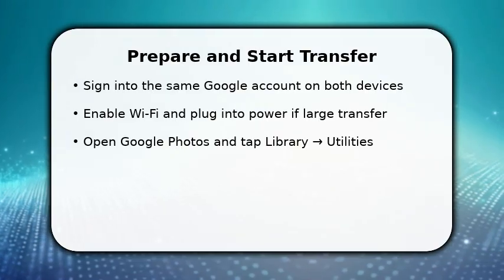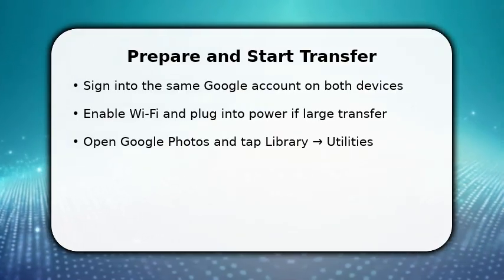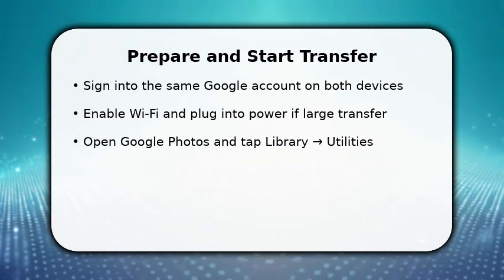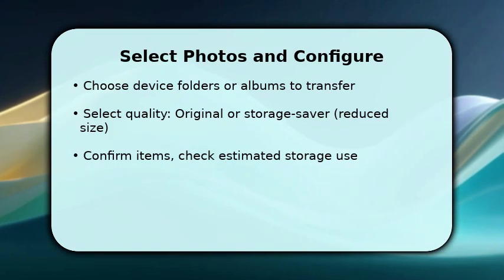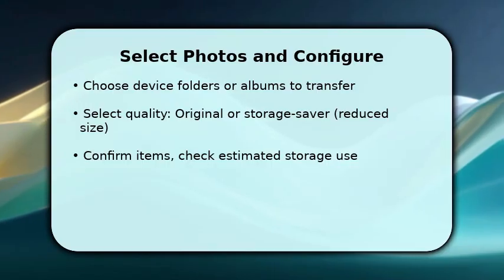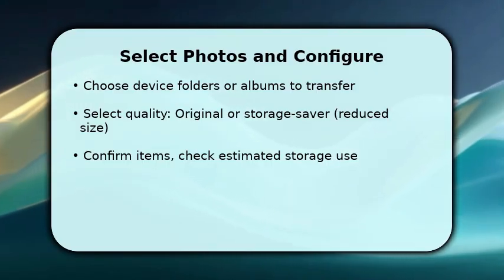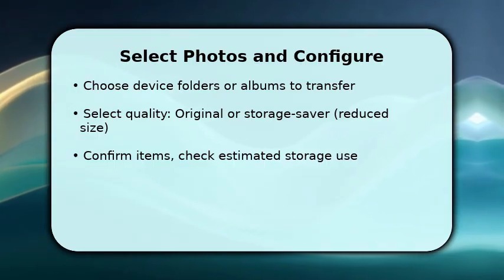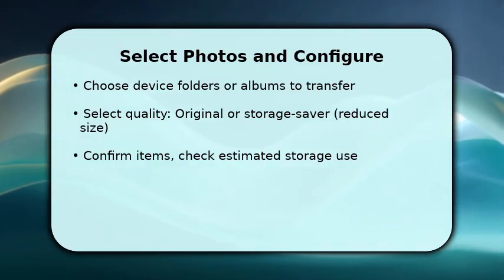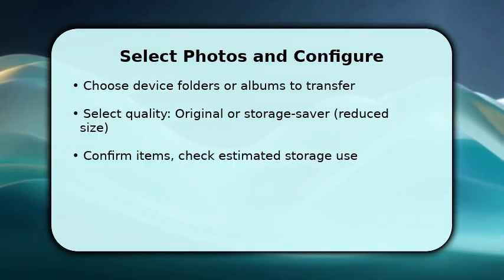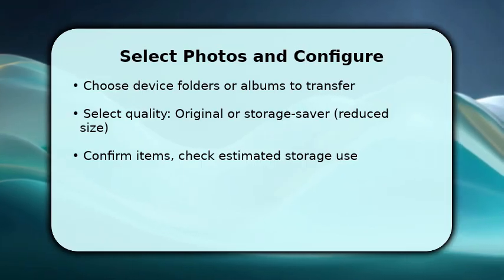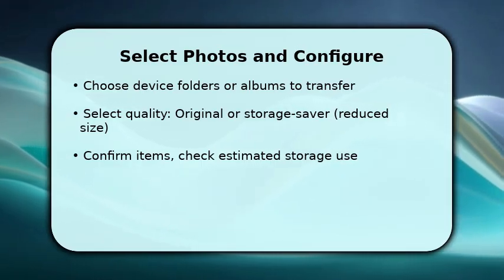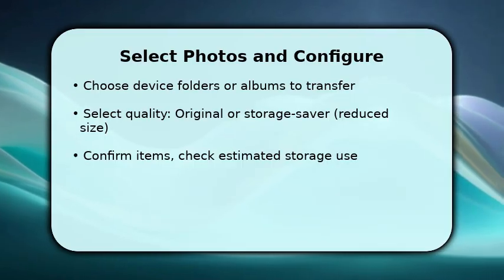Starting in Utilities puts the transfer workflow right in front of you so you can move to the next step immediately. You now pick what to move, open device folders or albums and tap each album or photo you need. Once selected, choose a quality. Original preserves full resolution. Storage Saver reduces file size to save quota. Make sure you review the estimated storage impact before confirming because that affects your Google storage plan.